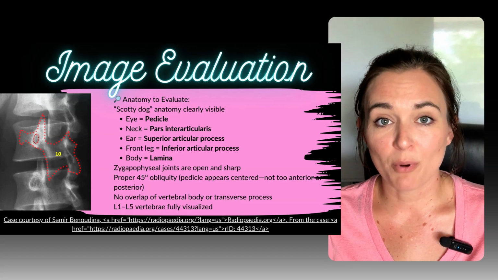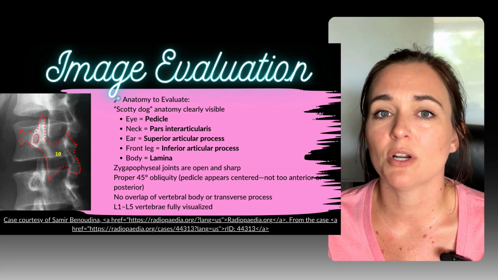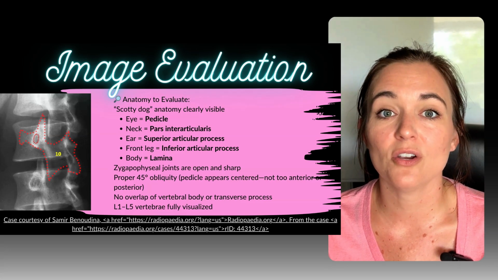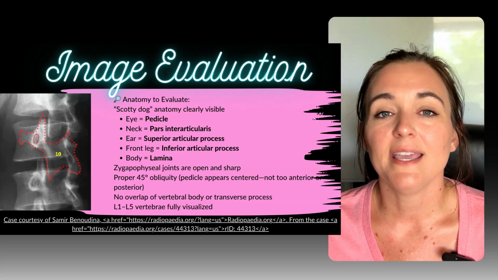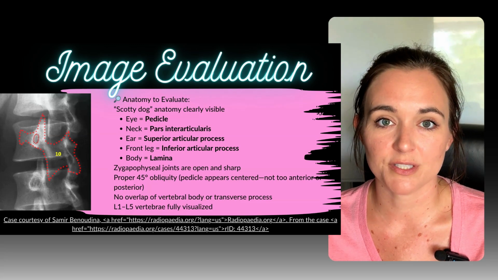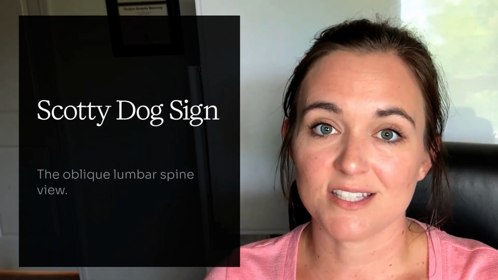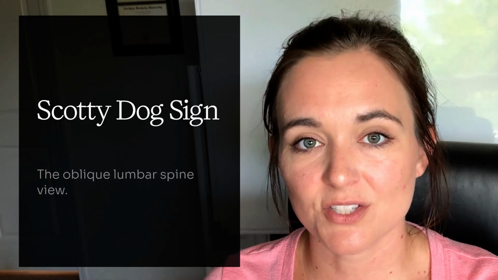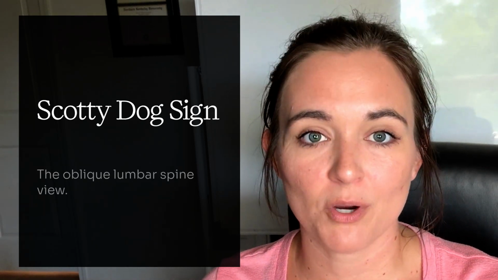If the neck, or pars, looks broken or appears as a dark line, that's called a collar on the Scotty dog, and it may indicate a pars defect or spondylolysis. The ARRT loves to ask, which view best demonstrates the Scotty dog sign? The answer is the oblique lumbar spine.